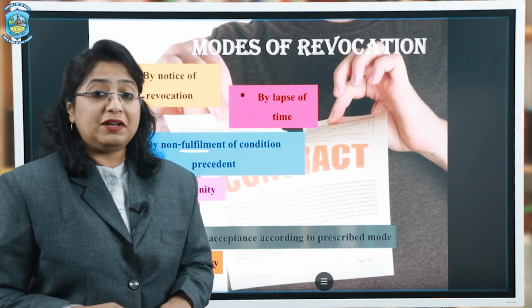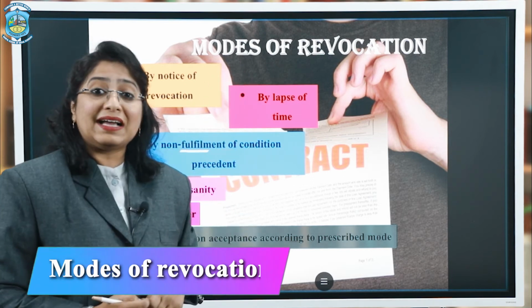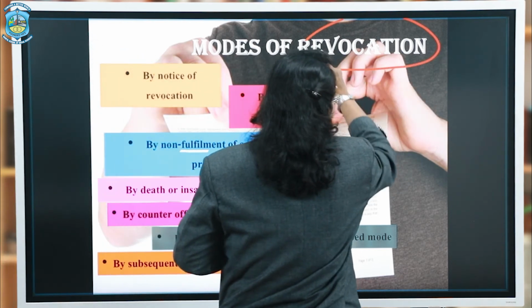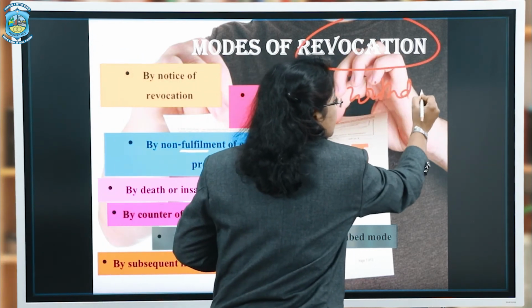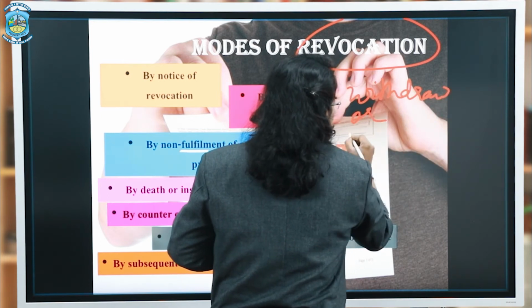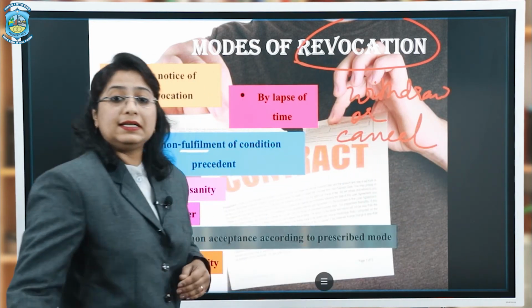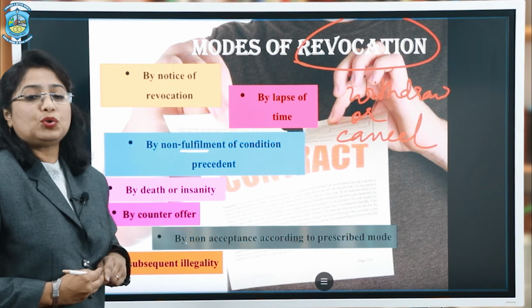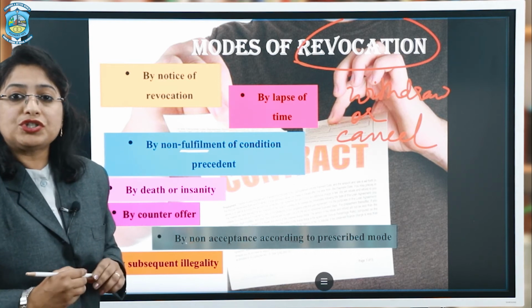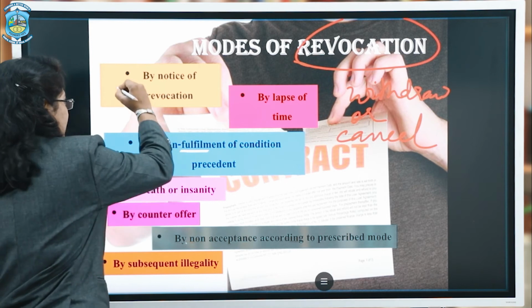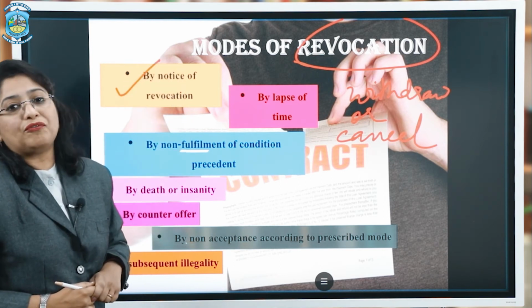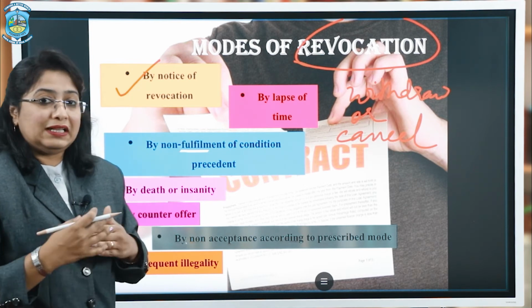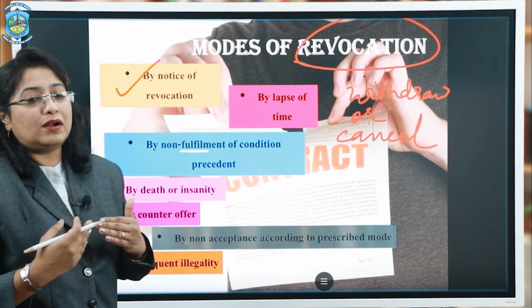The parties to an agreement should also remember that the acceptance can be revoked. When we talk about revocation, it means to withdraw or cancel the offer. Here, there are several modes through which an acceptance can be revoked by the acceptor. Number one, by giving notice of revocation. The acceptor can notify the offerer whether he is accepting or rejecting.